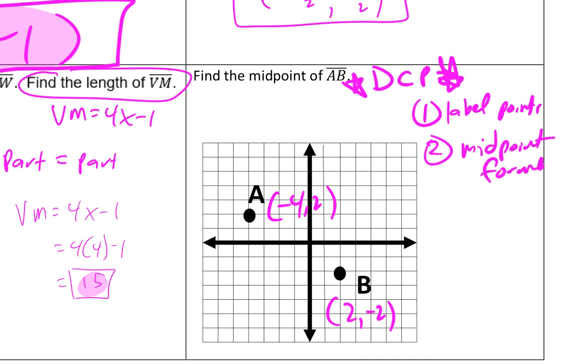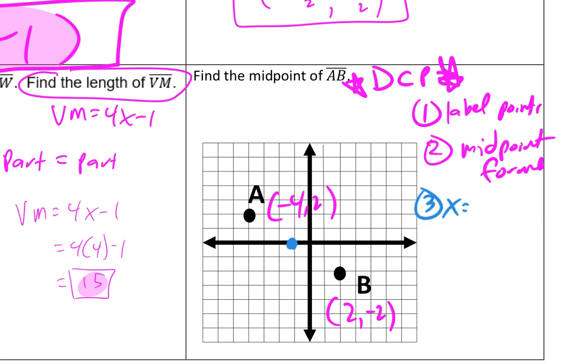Now that we have our points, that's going to be a lot easier than trying to figure out what it is. On this one, we have a different way of doing it. We might think that this is the middle, that it looks like the middle, but we want to be able to confirm it. So this is how we're going to do it.